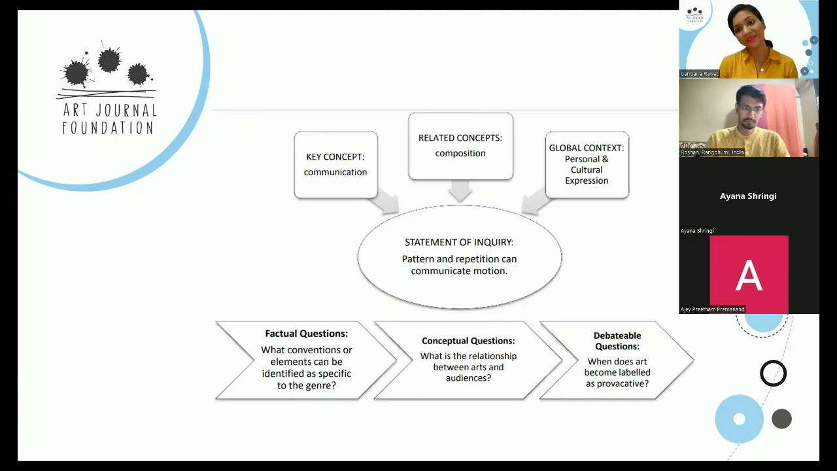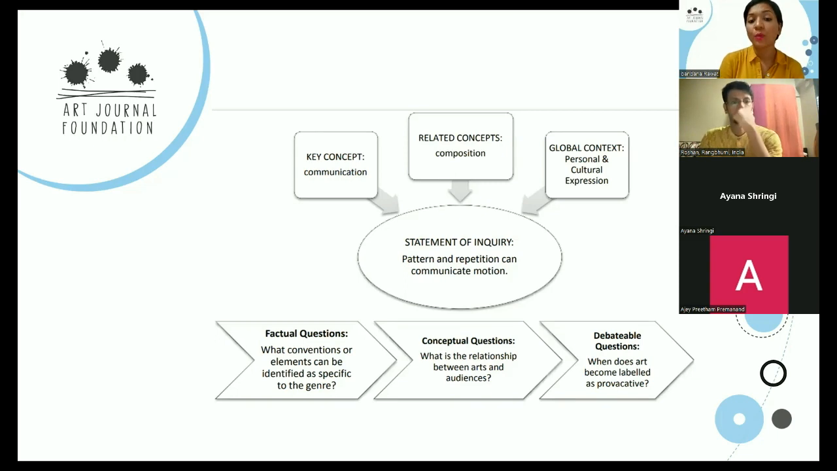Now to broaden this statement of inquiry, we have looked at the factual question. These are very limited questions. You can add n number of questions. You can ask your students also to add factual questions, conceptual questions, and debatable questions. The factual question says, what conventions or elements can be identified specific to the theater genre? Now, this is a very generic unit plan. It does not give you an idea of the content. What are we going to teach?